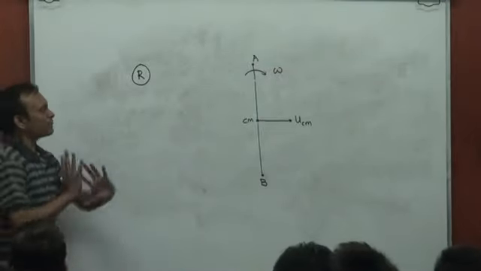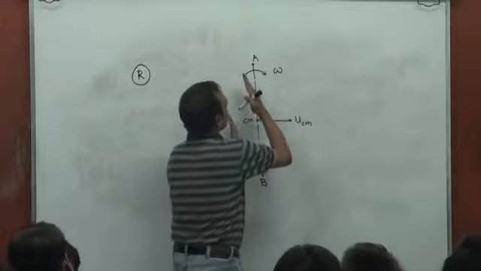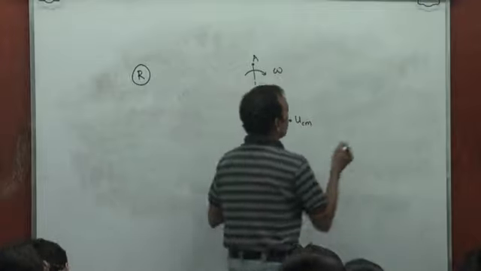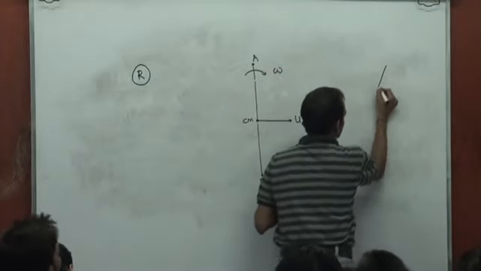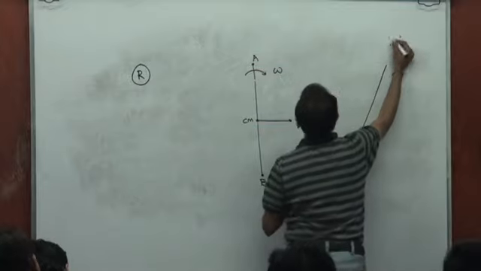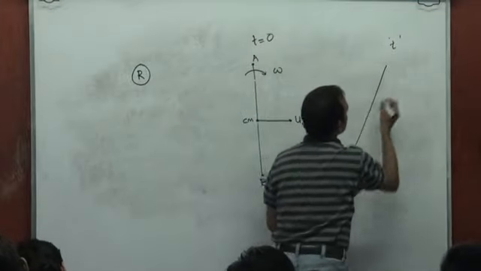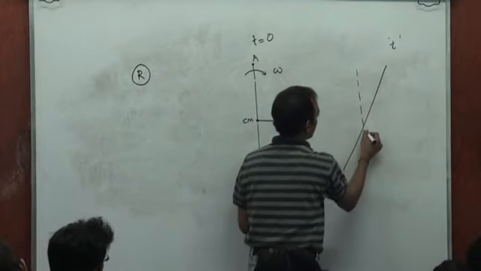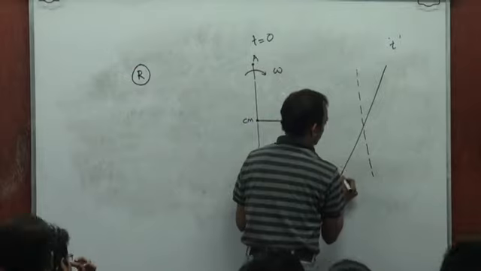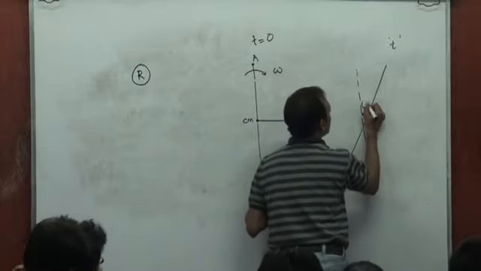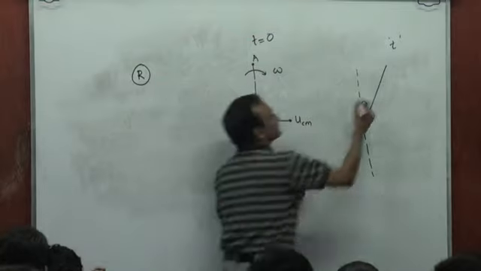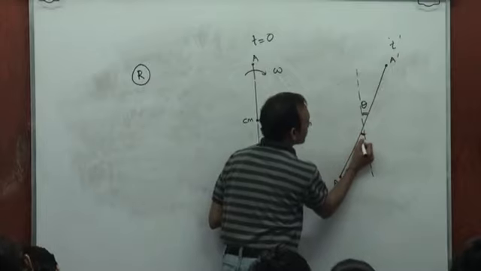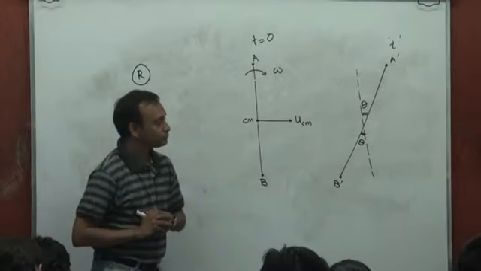Now, after a while, the rod would have got reoriented by an angle theta with respect to its original vertical state. So, at a certain intermediate instant, call it t. This was t equal to 0. This was a certain instant of time t. The rod would have got reoriented by an angle theta. A would have come to A prime, B would have gone to B prime. Right? That's what would have happened.